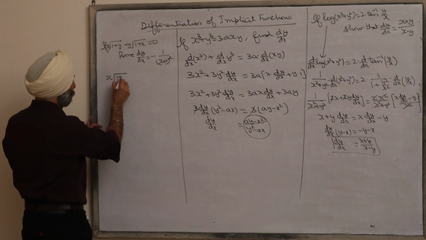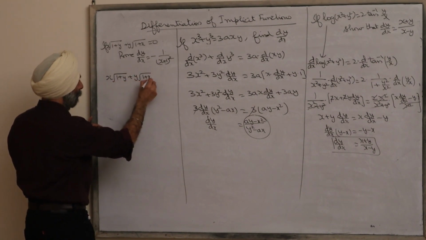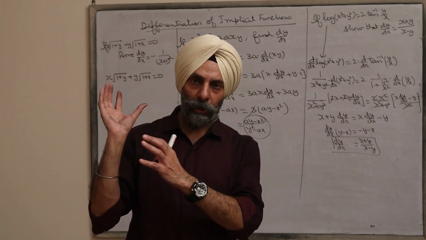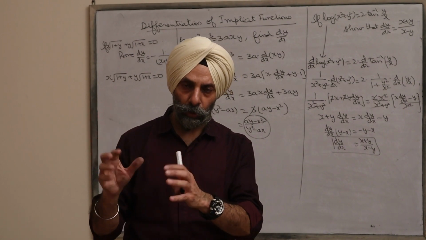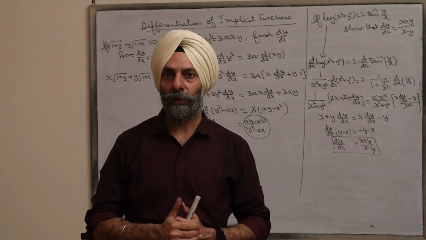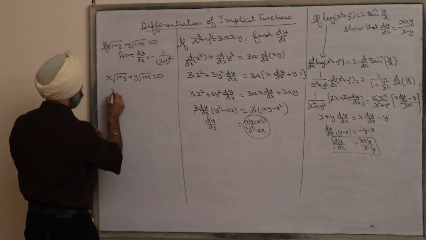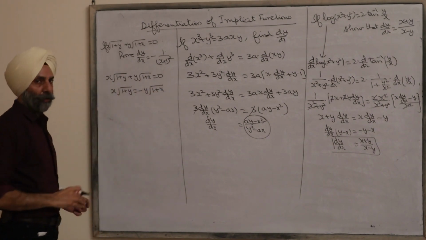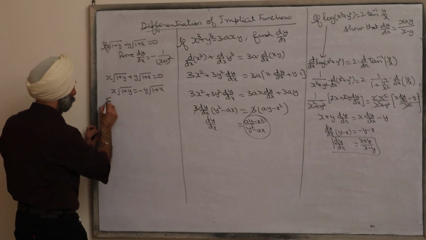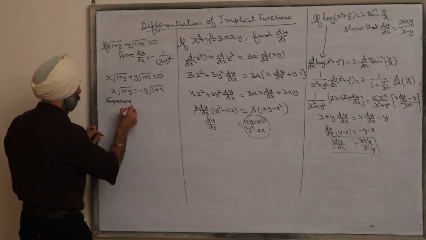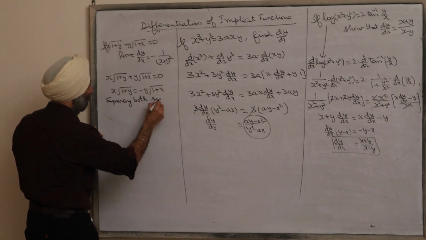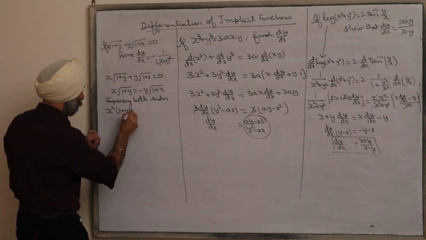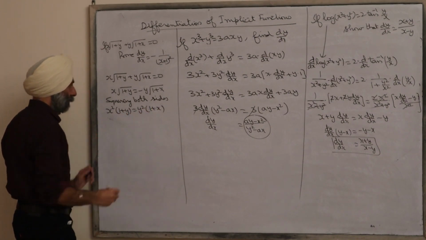Now, we are given that x into under root of 1 plus y, plus y into under root of 1 plus x, is equal to 0. So that means now our tendency should be to convert this implicit function to explicit function and then you differentiate this. Since these are two irrational terms involved here, take one of the terms to the other side. Squaring both sides. It is x square into 1 plus y is equal to y square into 1 plus x.